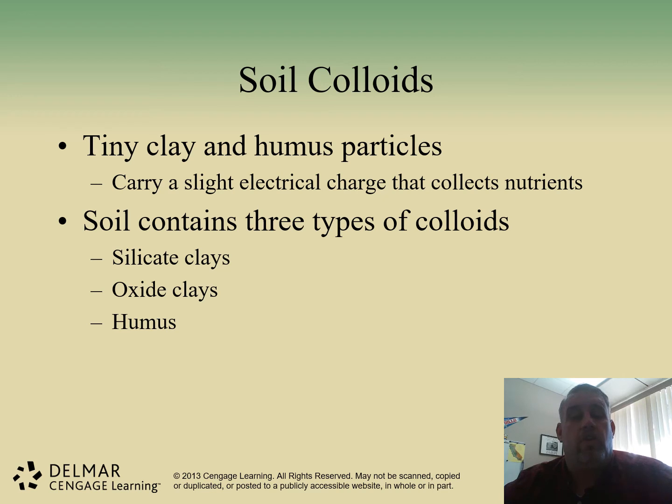Soil colloids are basically clumps of particles that contain nutrients or electrical charges that can latch onto these nutrients. So you have these tiny clay and humus particles, and humus is basically broken down organic material to an almost liquid organic material. There are three different types of these colloids. You have silicate clays, you have oxidized clays, and you have humus.